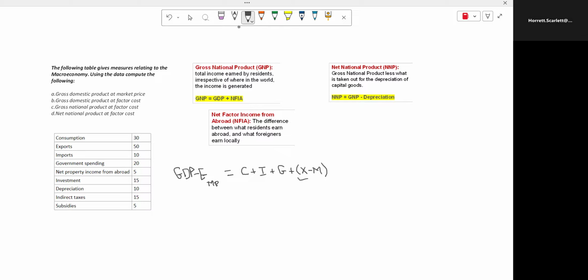And we find the difference between the two, which ends up giving us the net exports.